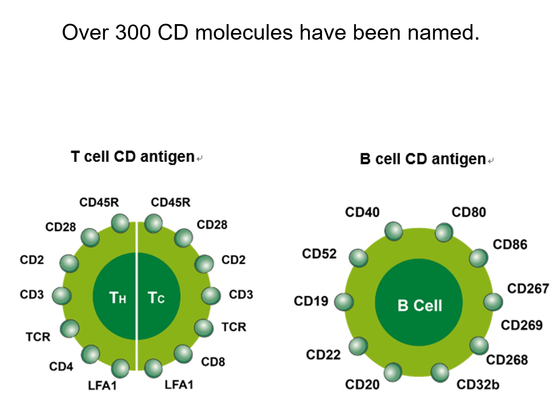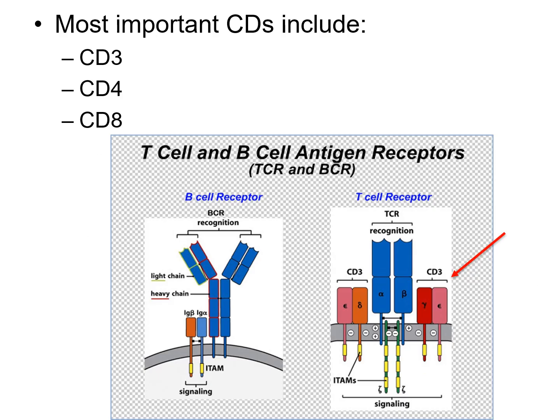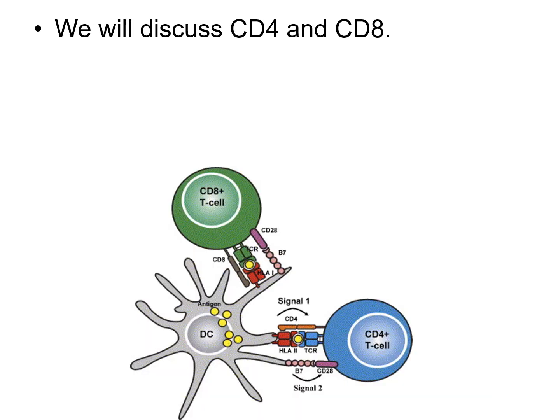Over 300 CD molecules have been named. We will only talk about CD4 and CD8 extensively. So the most important ones are CD3, CD4, and CD8. I found a picture to help show you how these CD cluster of differentiation receptors are right beside the T cell receptor. As I stated, we will only talk about CD4 and 8.